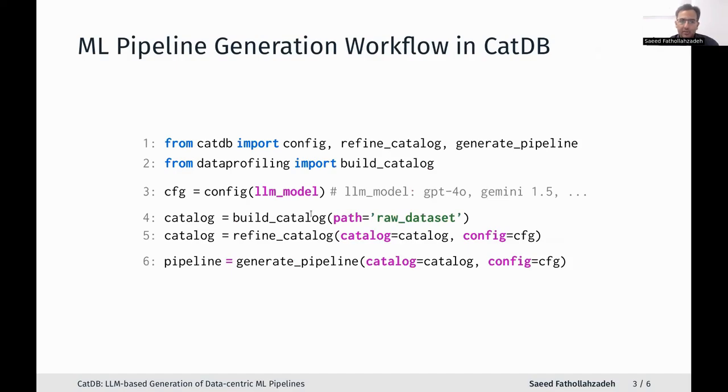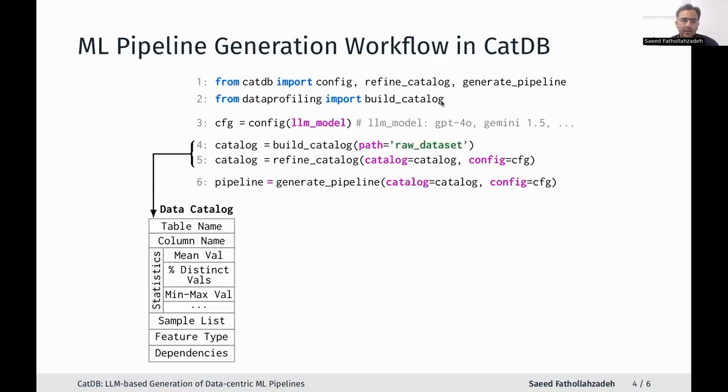CatDB can be used with a few lines of Python code to enhance understanding. We have broken down the generation process step by step. The main prerequisite is building a data catalog in line number 4, followed by refinement in line number 5. The data catalog materializes metadata for each column individually, including table and column names, statistical values for numerical columns, and more. Additionally, general metadata such as the number of rows and columns and the dataset's physical path is also materialized.